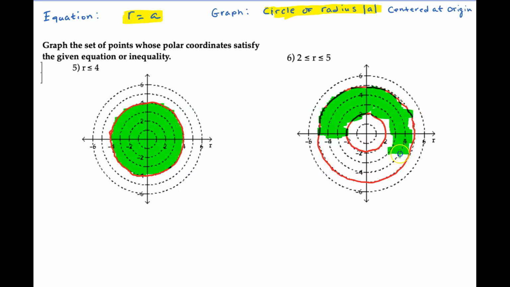All right, and I think you get the picture here. But we're shading in between. So understand that there are different ways that we can express these, and graph them as well. But these are just 2 examples of what you might run into.